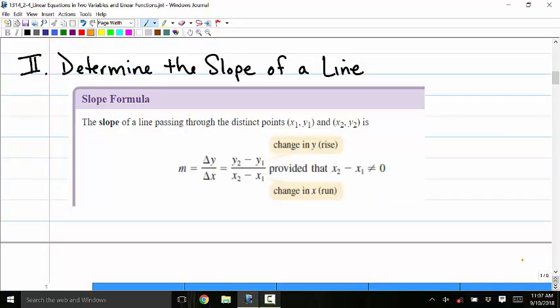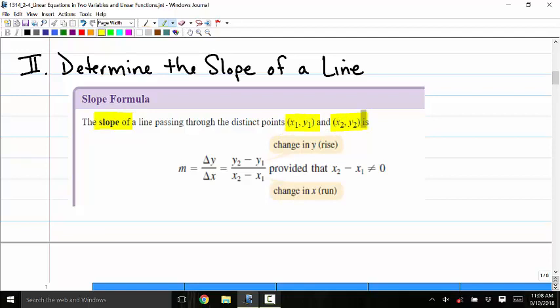Okay, so let's talk about what makes one line different from another. One of the characteristics we can talk about with a line is the slope, the steepness of the line. Before we go look at the line, though, and talk about that, let's find out how to find the slope between 2 points. So the slope of a line, the steepness of a line passing through x1, y1, and x2, y2.